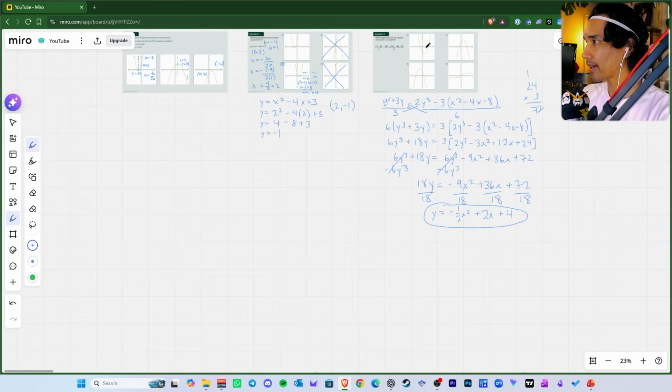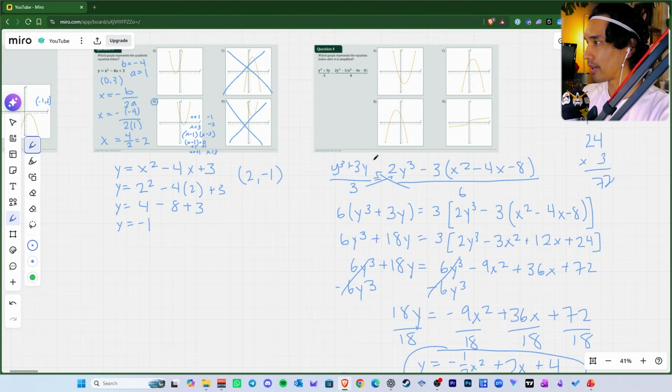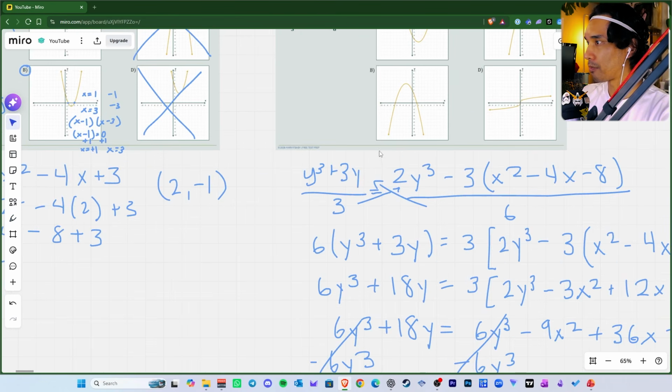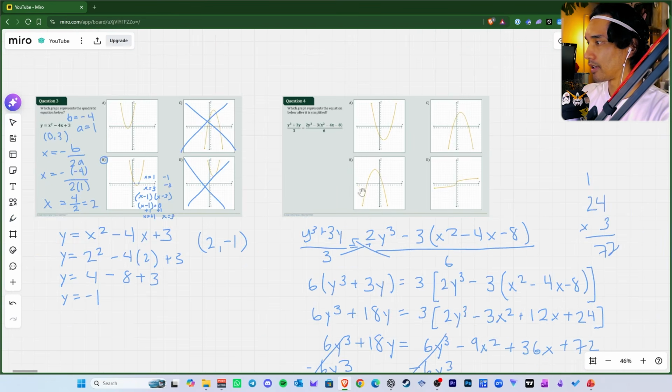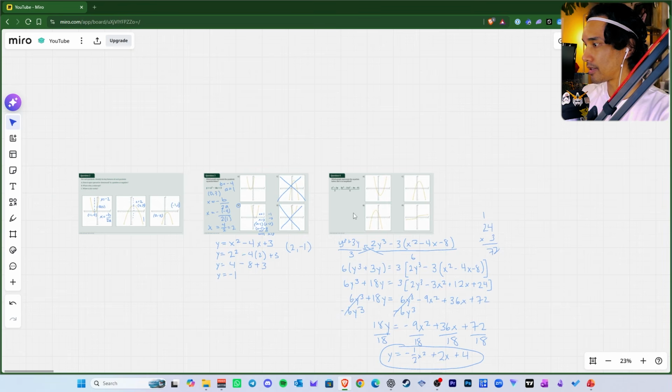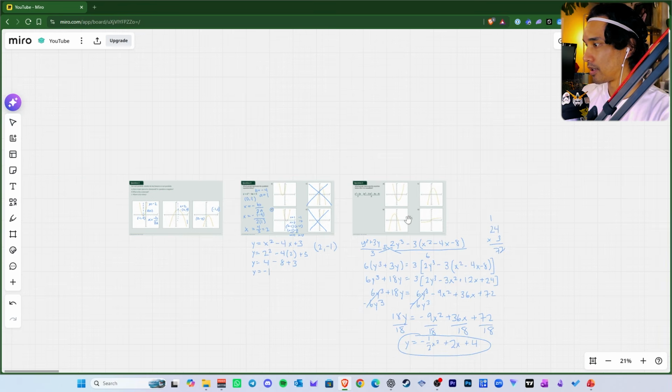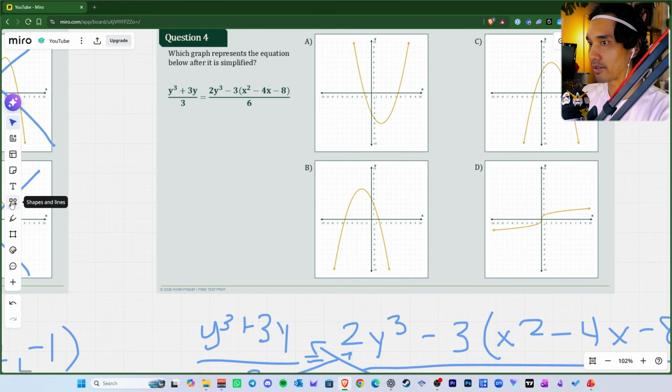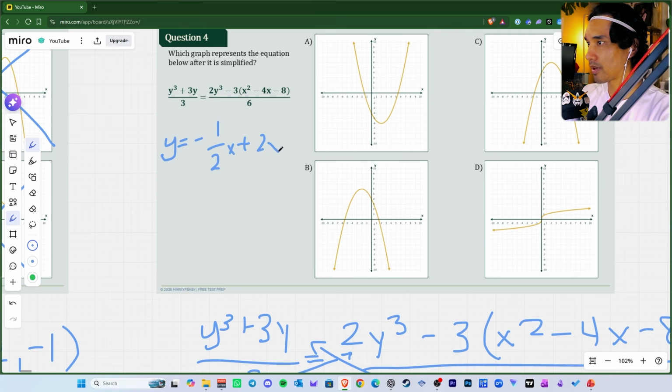Now let's go back to our graph. Okay, let's go back to our graph. And then I said y is equal to, okay, I think I could rewrite it right here. Y is equal to negative 1/2 x squared plus 2x plus 4, right?